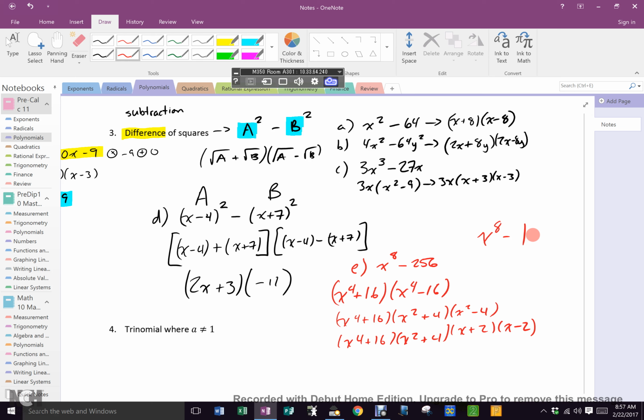Well, then it would just be x to the 8 minus 0, so you would just be factoring x to the 8, which is already factored. You're an interesting cat, Nav.